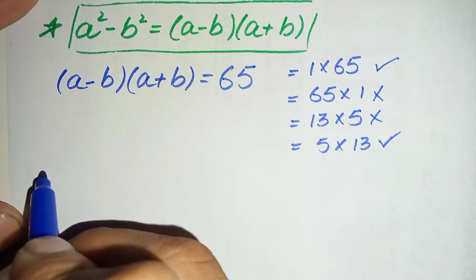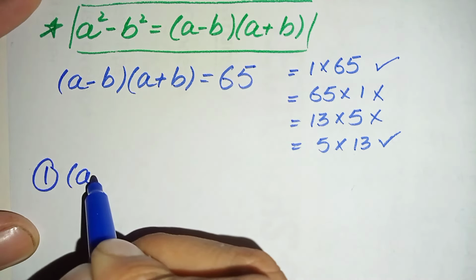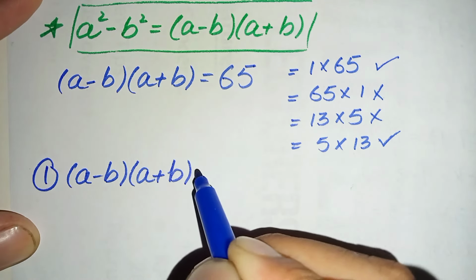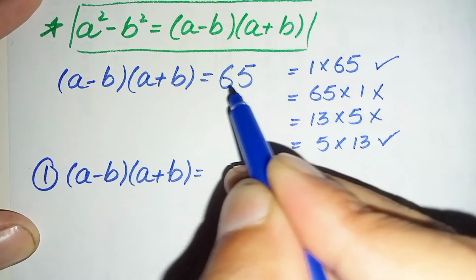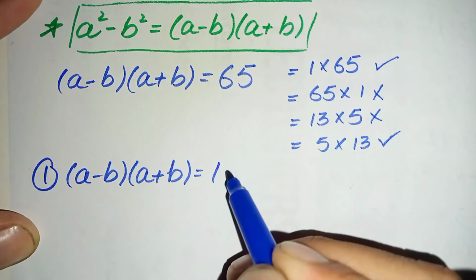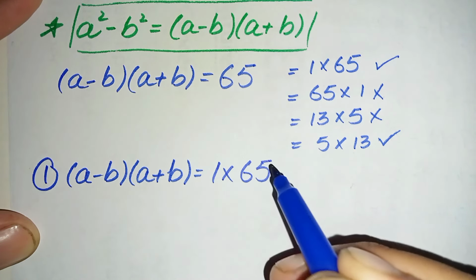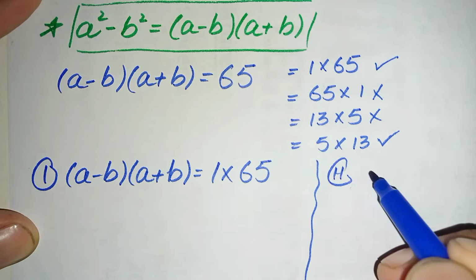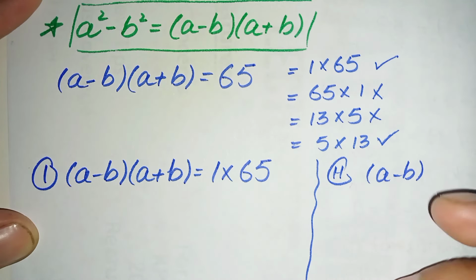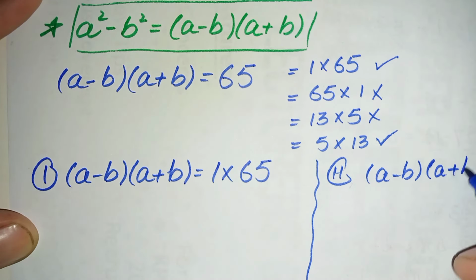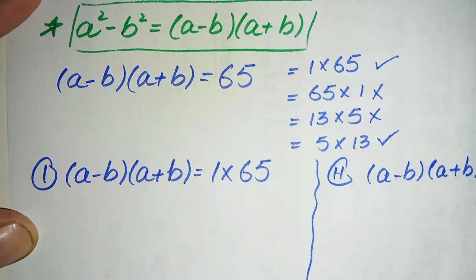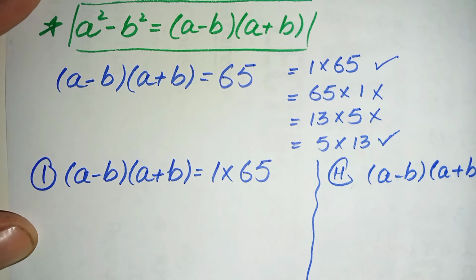The first condition is a minus b times a plus b is equal to, we will replace 65 with this pair of numbers, 1 times 65. Now the second condition is a minus b times a plus b, we will replace 65 with this pair of numbers, 5 times 13. Now we will solve these two conditions separately.